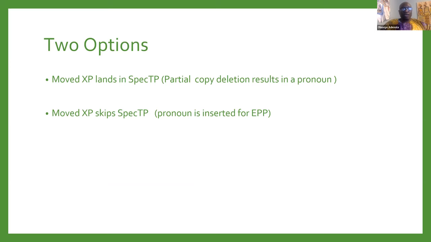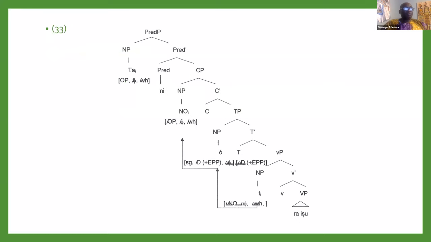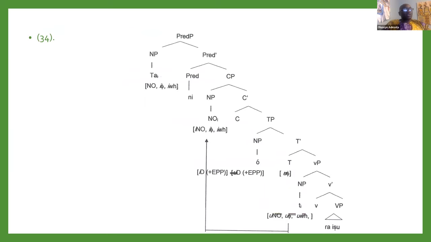One, when you move a phrase, does it skip the subject position, or does it go through the subject position to the spec CP? Like in this example in 33, the movement goes through the subject position and then goes to the landing site on spec CP. The other option is for the derivation to move and skip spec TP. Why? Because it cannot satisfy the EPP requirement of the subject position anyway. It just goes directly to the spec CP position.